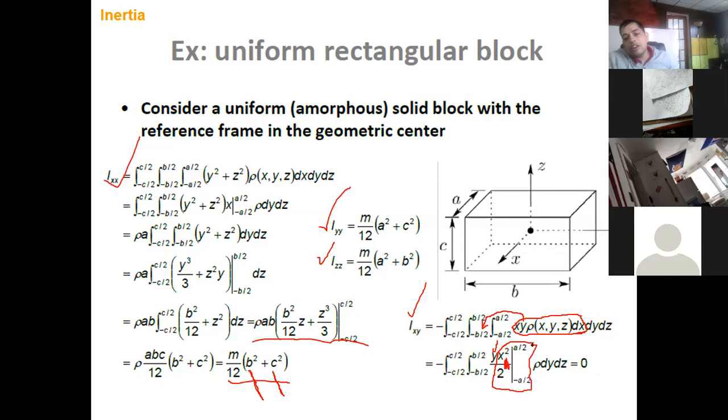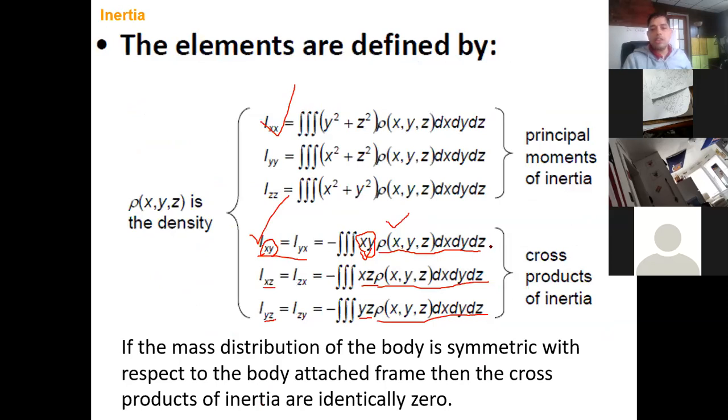So which is 0, right? Since this guy is 0, the entire term is 0. Similarly, all those guys are 0. These all three are 0. This is what we wrote here too. If the mass distribution of the body is symmetric with respect to the body attached frame, then the cross product of inertia is identically 0. That's what we claimed here.